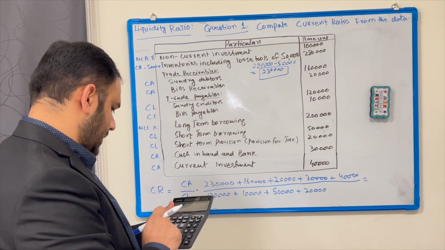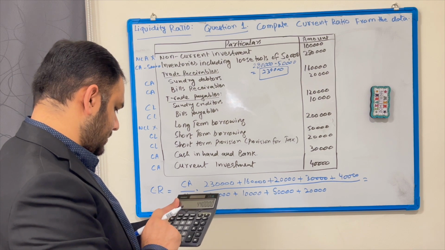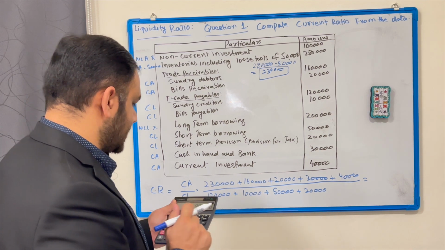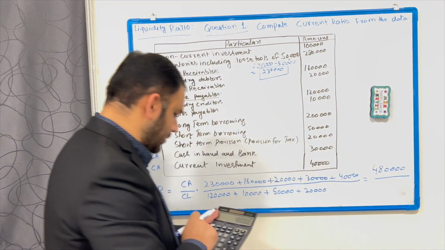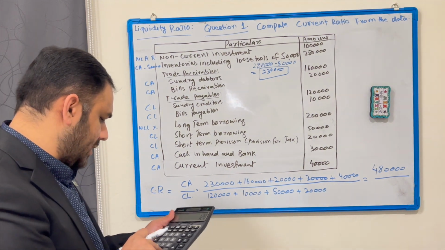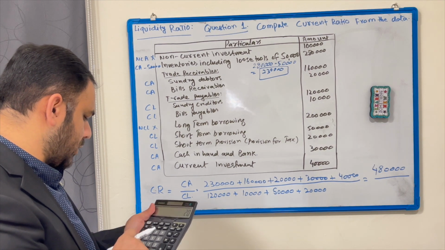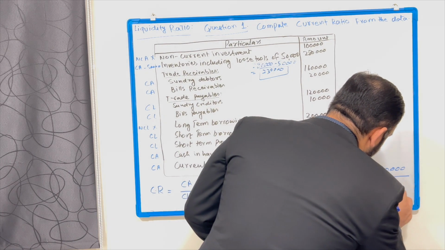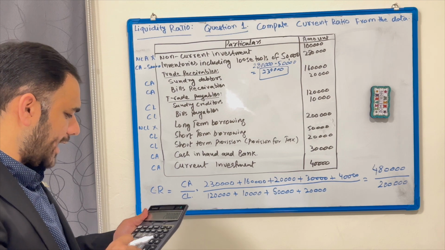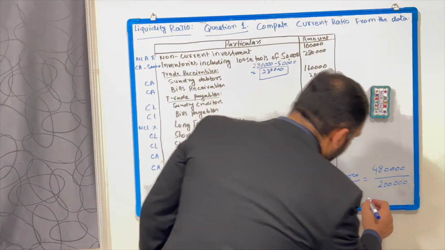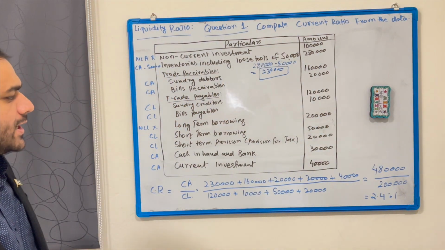2,30,000 plus 1,60,000, 20,000, 30,000, 40,000. It is 4,80,000. Now we will see how many current liabilities we have. 1,20,000, 10,000, 50,000, 20,000. So 2 lakh is our current liability. 4,80,000 divided by 2 lakh equals 2.4 ratio 1. 2.4:1 is our answer.